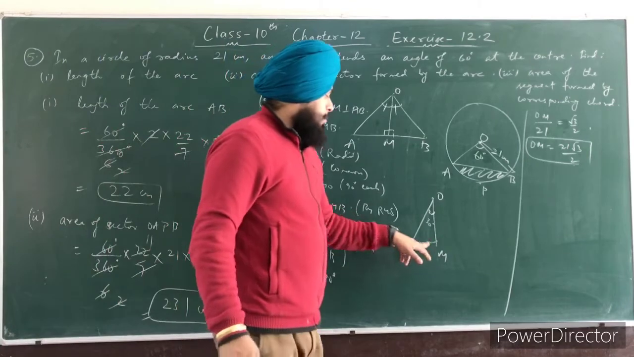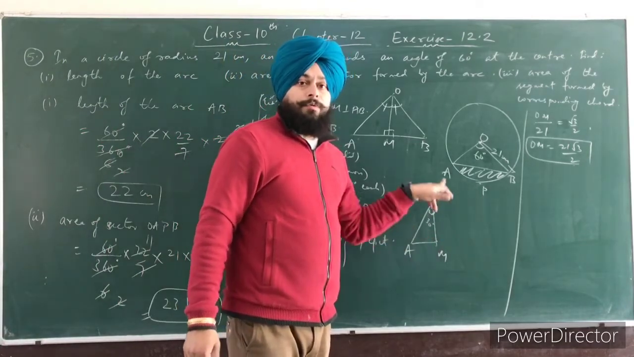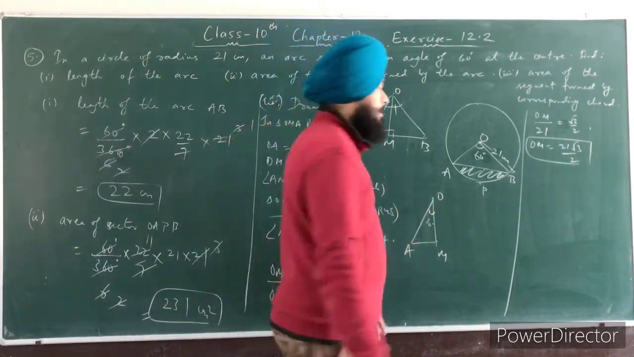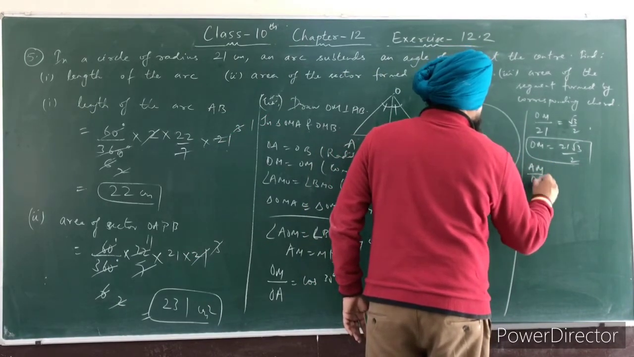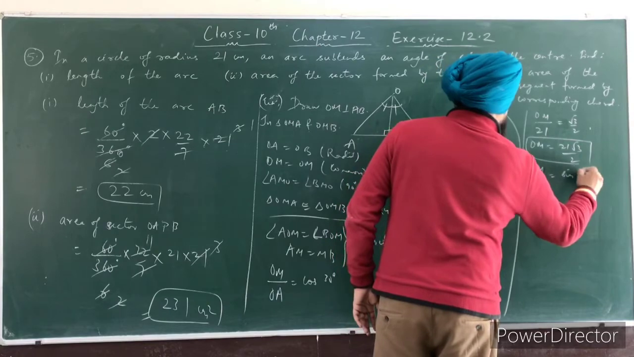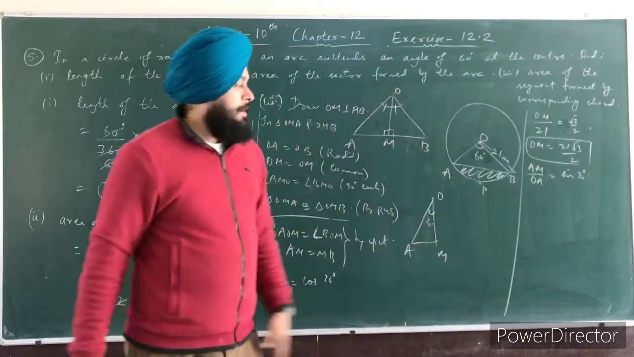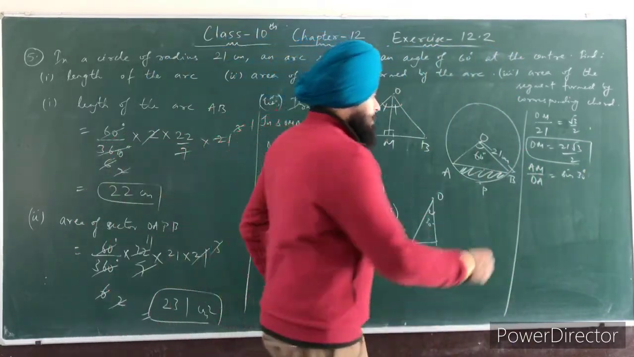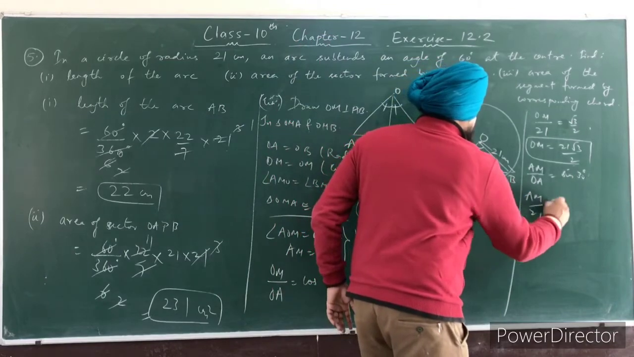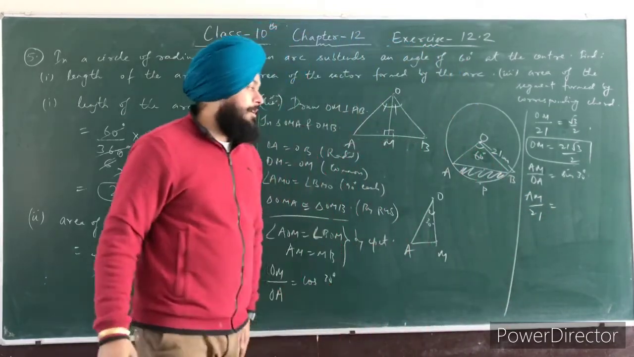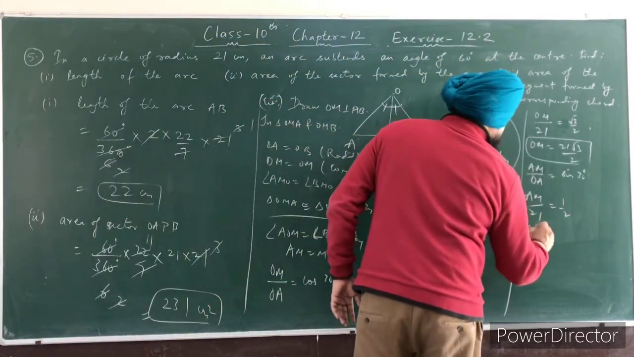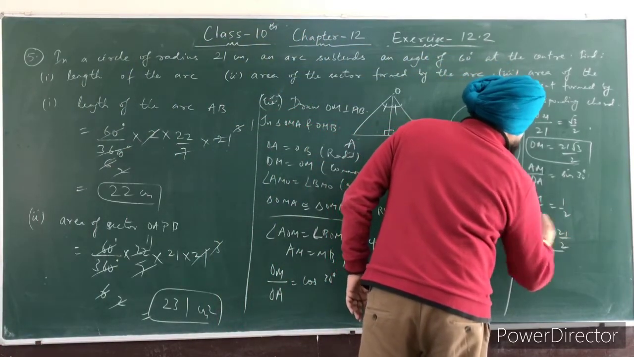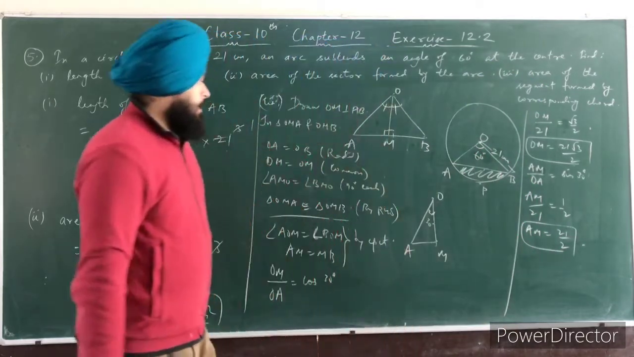Now AM over OA, it means perpendicular over hypotenuse. It is the formula for sin theta. Theta is 30, so sin 30 is AM over OA. OA is again 21 centimeters and the value of sin 30 is 1 over 2. So AM is equal to 21 over 2.